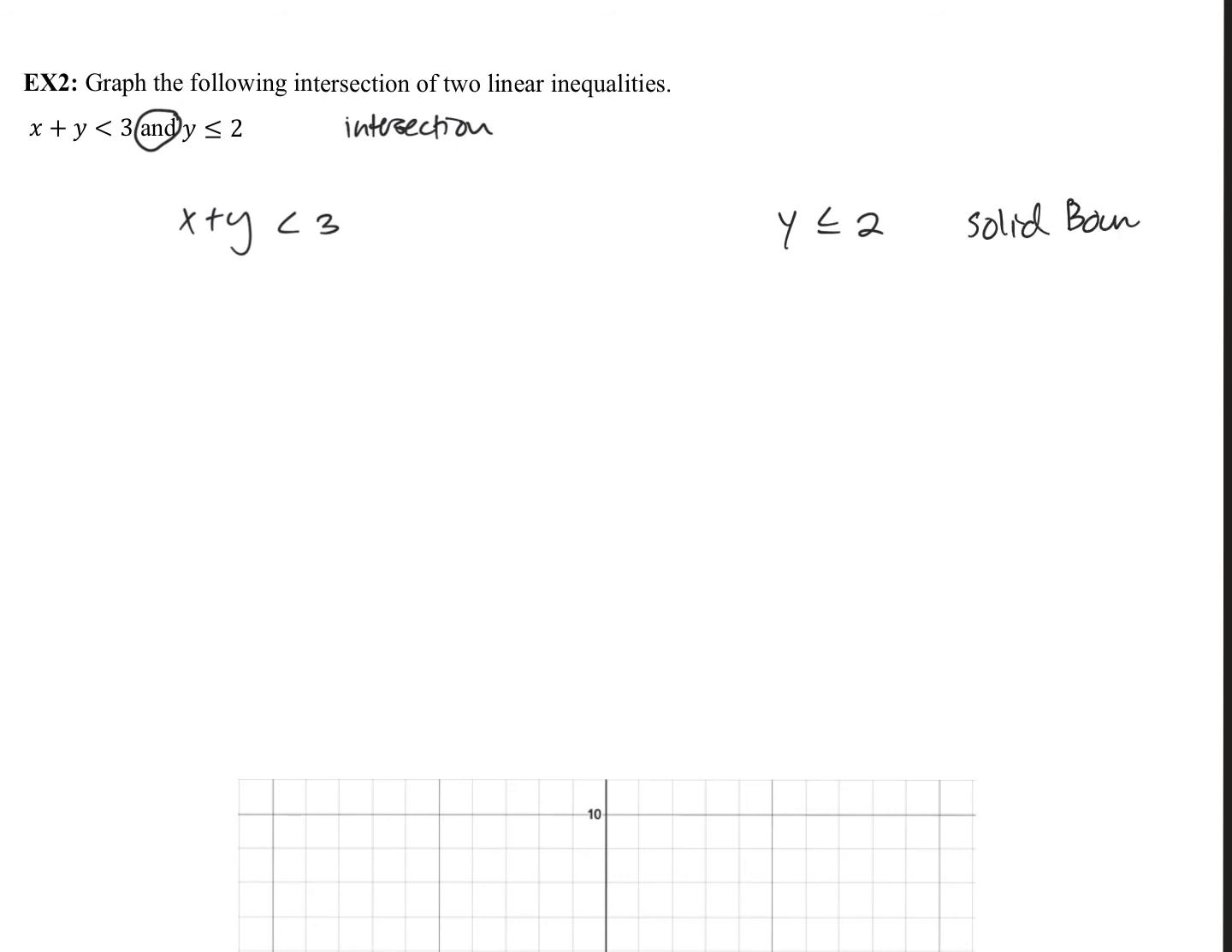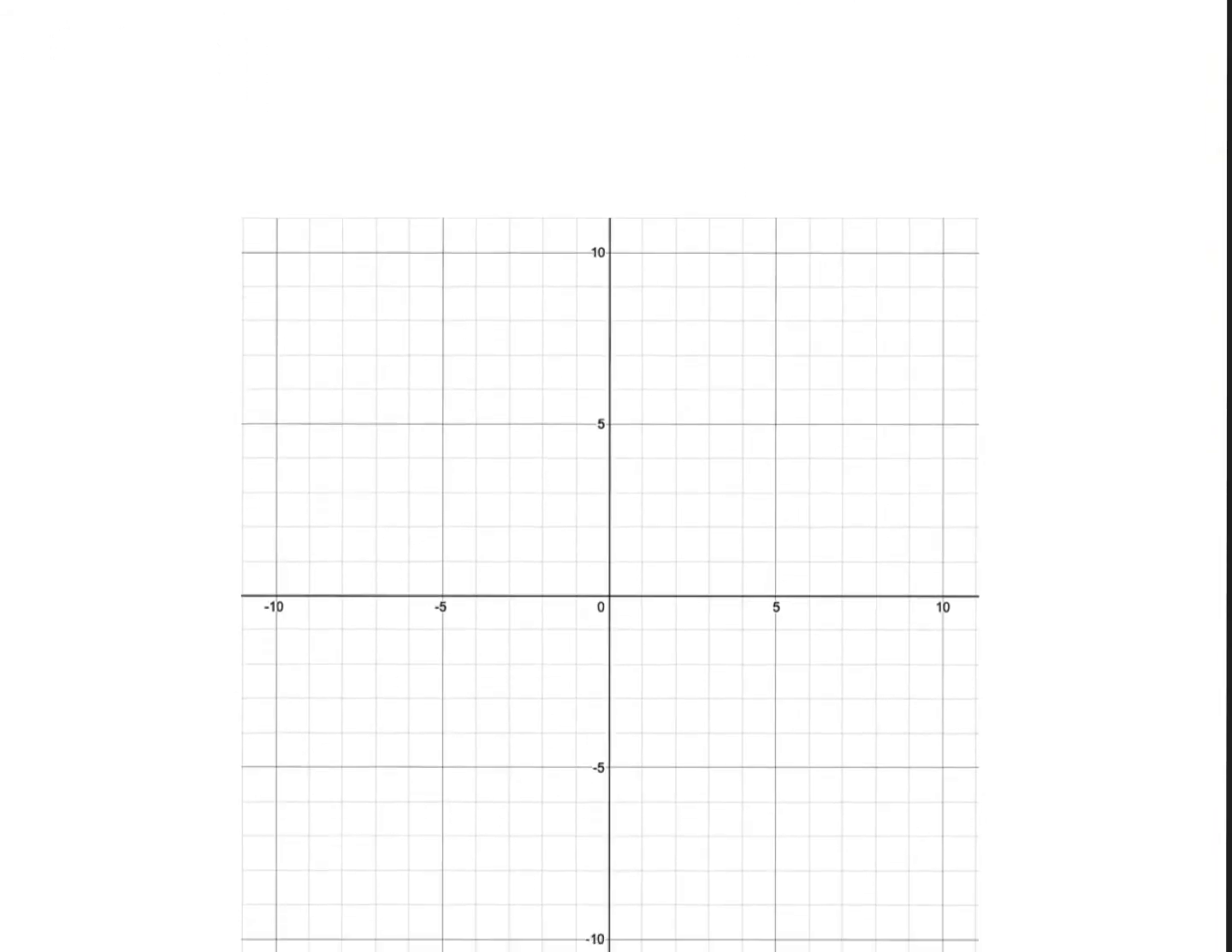How did I know that? Because we have that equal to symbol underneath my inequality. And then what is my boundary line? My boundary line is just y equals 2. Once again, all we do is we replace the inequality with an equal sign. So we have y equals 2. I'll go ahead and graph this in green. That's the horizontal line right here, y equals 2.